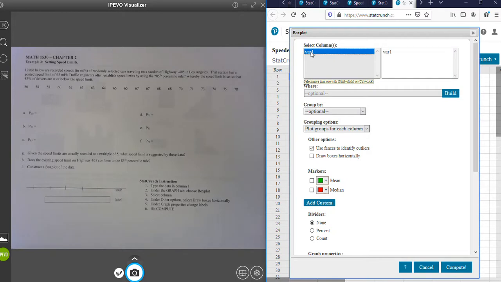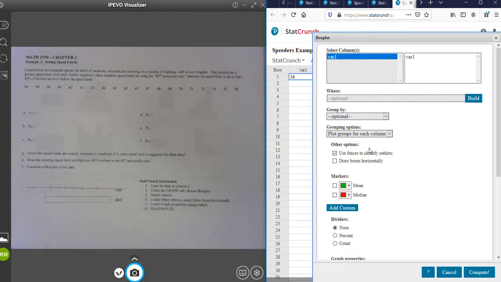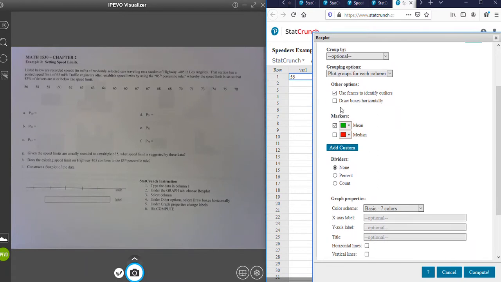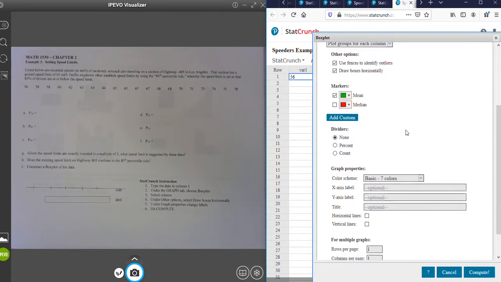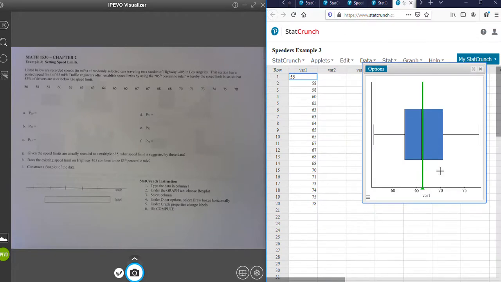We need to tell it to look in var1, which is where all the data is. And I want to find out what the mean is. I'm going to click on mean, and I want my box drawn horizontally. That's a personal preference, and I'm going to hit compute. So here's my box plot, and this gives me the mean, this green line. If I hover over that, it's showing me that the average speed from this list is 66.25 miles per hour. So this is how we can draw a box plot.